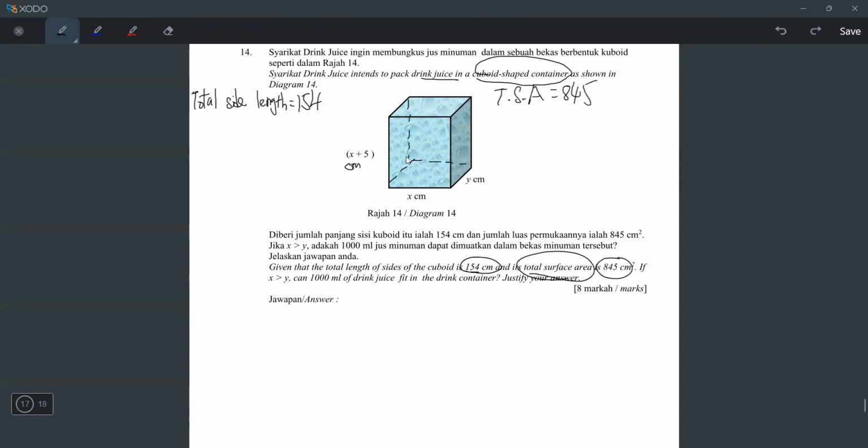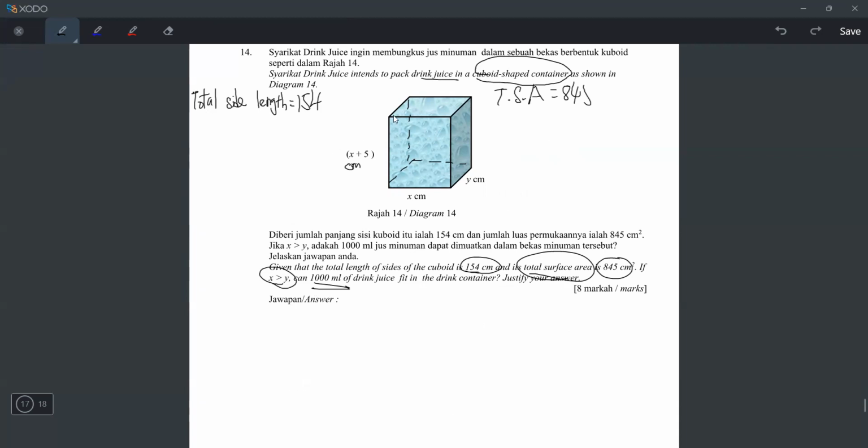By the way, how many faces does the cuboid have? I hope you answer me 6 sides. Why? Because depan, belakang, kiri, kanan, atas, bawah. So 6 sides. And then suddenly it says: if X is bigger than Y, this will be important later on. Can 1000 milliliter of drink juice fit in the drink container? Justify your answer. Okay, let's do it.